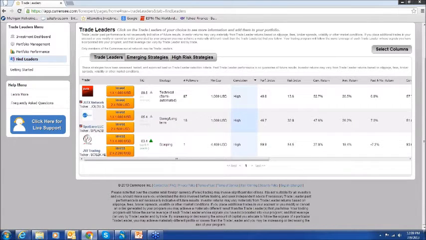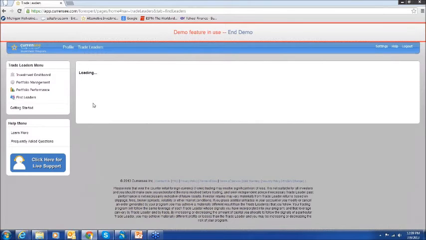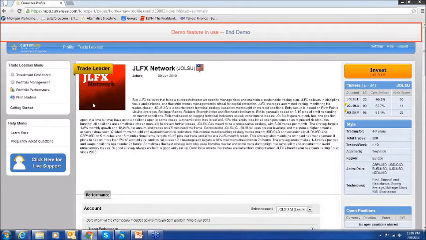Important thing to remember on each of our trade leaders, as you will see here, I'm just going to click on the first one. Each of our trade leaders has a tear sheet telling you who they are, their trading strategy, how long they've been trading, what kind of leverage they use, how often they trade, what currency pairs they're trading, their cumulative performance since we've been following.